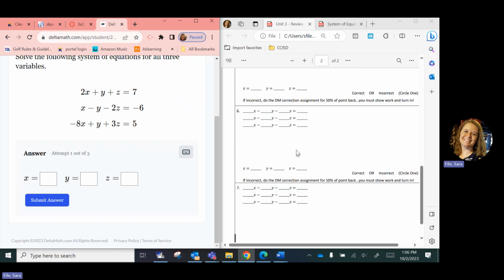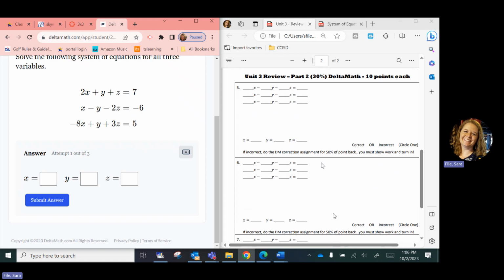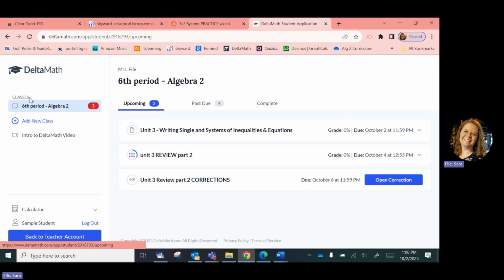Okay, so you're going to do 3 questions like that. Now, if you get any of these 3 wrong, notice it says, if incorrect, do the DM correction assignment. DM is Delta Math, for 50% of your points back. You must show work and turn in. So that's what you were seeing here.